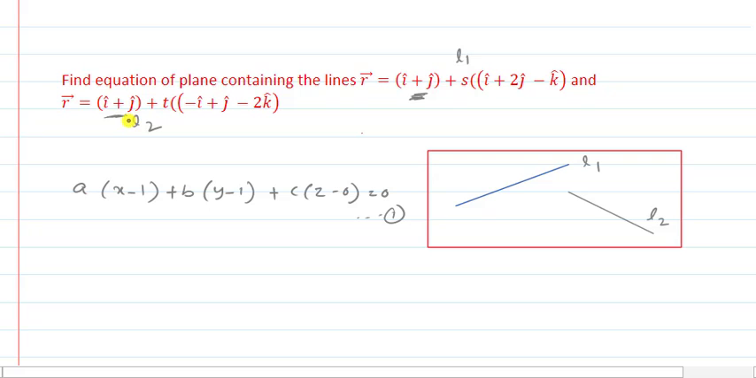And the other two equations are: a plus 2b minus c is equal to 0, this is equation number 2. And the third one is minus a plus b minus 2c is equal to 0, which I am getting from the direction vector of line 2. Now, after solving these two equations, you can have the values of a, b, c. Substitute these values of a, b, c in equation number 1, and that will help you find the equation of the plane in a very easy manner.